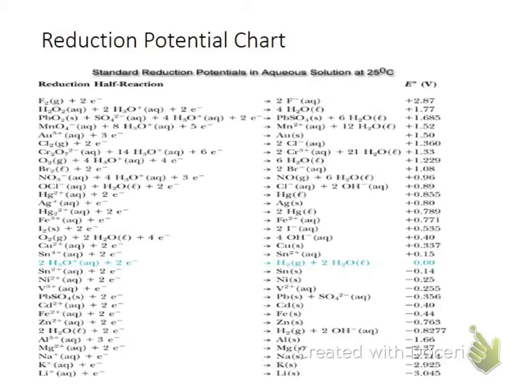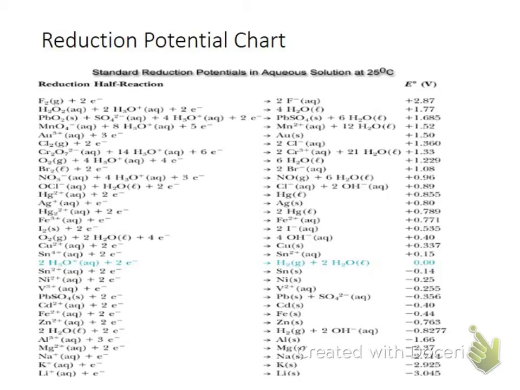So the thing you need to understand about this chart is they're all listed as reductions, okay? And if you need to do an oxidation with that, you flip it, okay? The ones at the top are the most likely to be reduced. The ones at the bottom are more likely to be oxidized, okay? And we'd flip them. So you're not going to see fluorine oxidized.